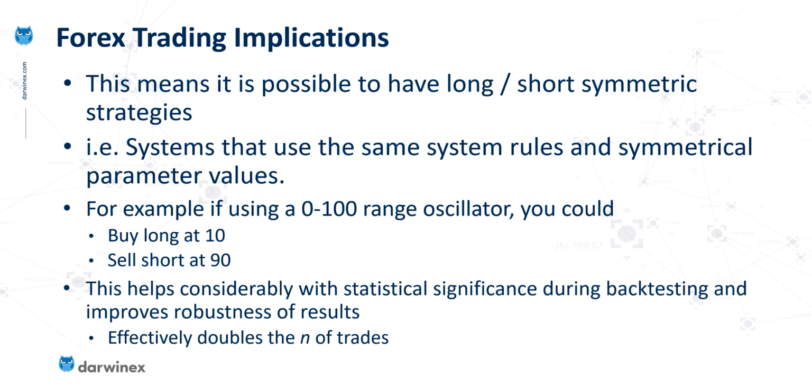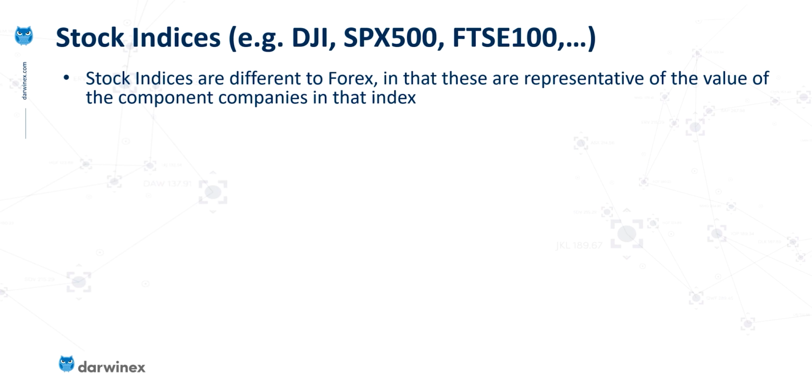In actual fact, it would help with things like statistical significance during backtesting, because you'd effectively be doubling the number of trades that the system produced. And this in turn would help you to produce more robust trading strategies. So let's now turn our attention to stock indices and take a look at what the differences are here.